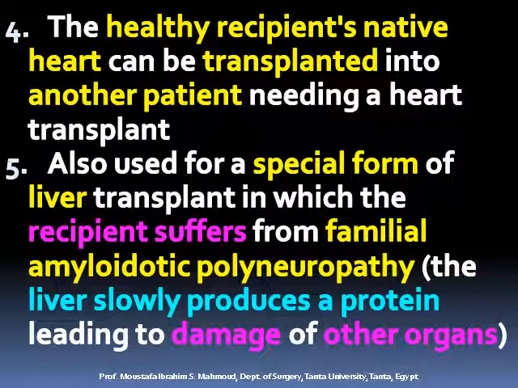Also, it is used for a special form of liver transplant in which the recipient suffers from familial amyloidotic polyneuropathy. The liver slowly produces a protein leading to damage of the other organs.